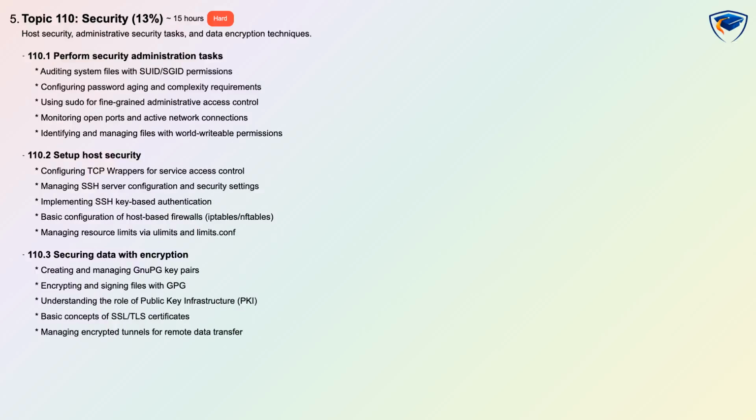Topic 110. Security is weighted 13%, rated hard, with an estimated 15 hours and scenario-based assessment focused on practical security tasks. You will audit file permissions including SUID and SGID, configure password aging and sudo for controlled privileges, and monitor open ports and world-writable files.